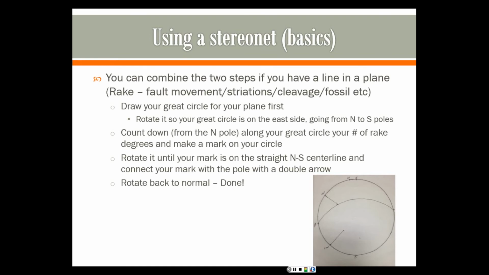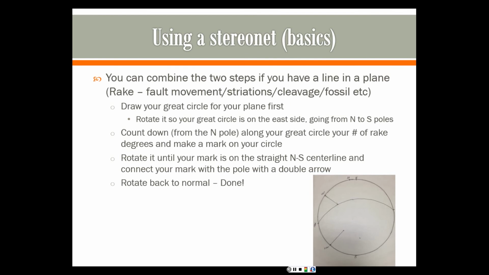Then count down from the North Pole along your arc, not along the outside, but along your actual arc that you drew, the number of degrees that you were given for the rake. So in this example here, I would have started with this point right here at the North Pole and counted down that many degrees along my circle. And I put a little dot there. Then I spin it until that dot is on the north-south pole of my stereonet. And then draw from there to the edge. All done.